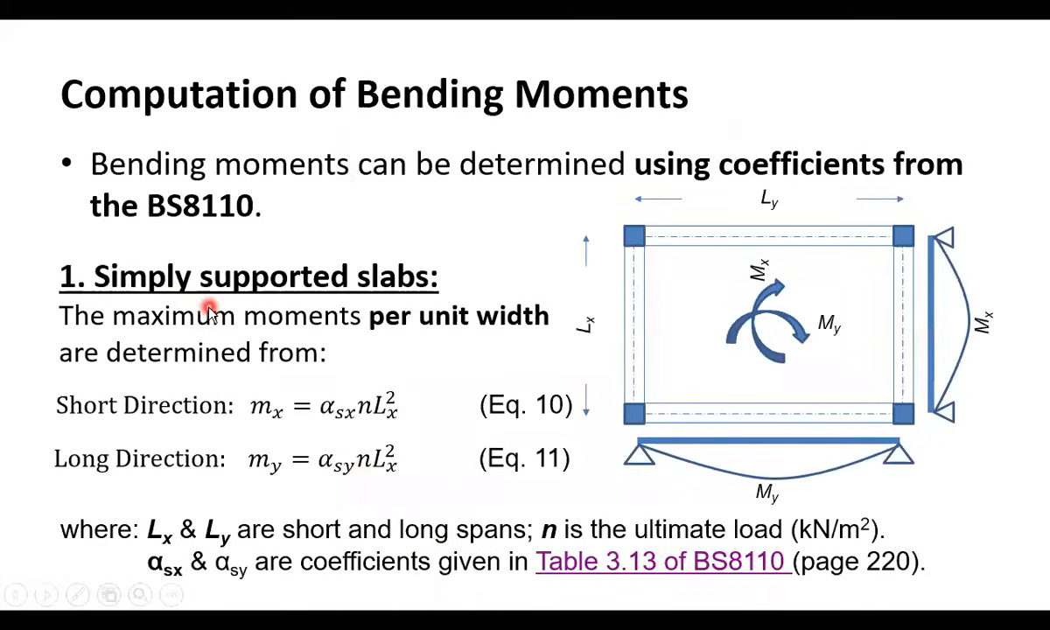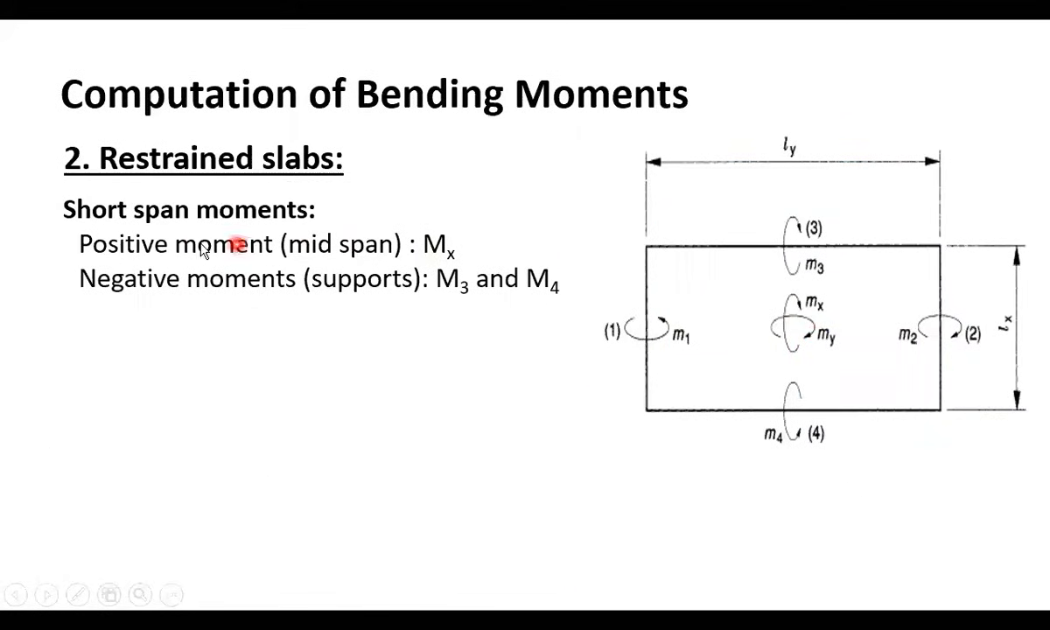Okay, this is the first type, which is simply supported. We have two moments, positive moment in the short direction and positive moment in the long direction. How about the second type, which is restrained slabs? In restrained slabs, we have more moments. As you can see, we have 6 different types of moments here. 2 moments will be positive moments, similar to the simply supported one, but with different values, of course. And then we have some negative moments at the edges, M1, M2, M3, and M4. So we can classify these into some moments in the short direction and some moments in the long direction.